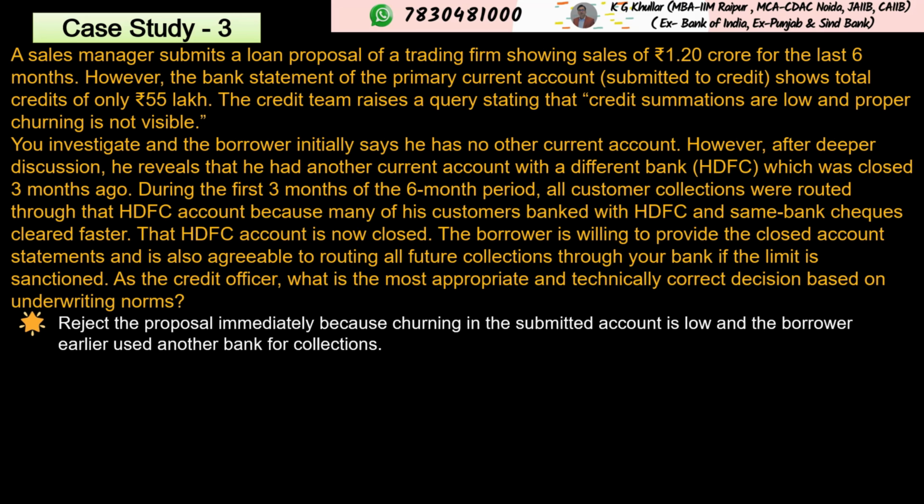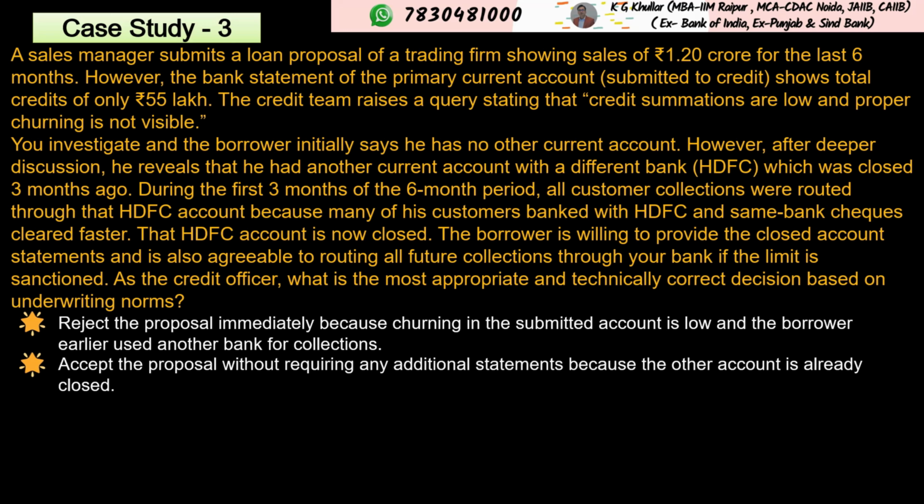Now, option A is reject the proposal immediately because churning in the submitted account is low and the borrower earlier used another bank for collections. Then second, option B is accept the proposal without requiring any additional statements because the other account is already closed.